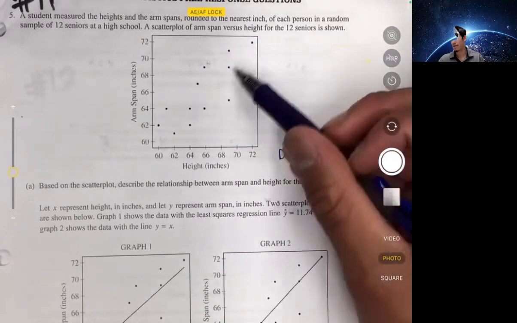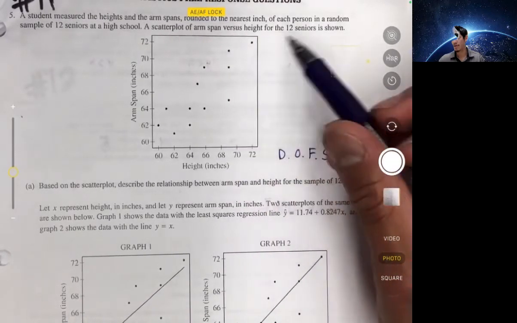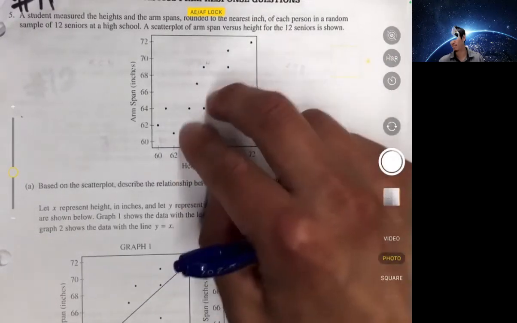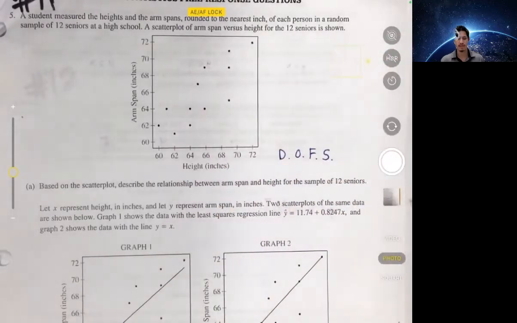There aren't really any obvious outliers, so we could say something like that. In the form, we could say it's reasonable for it to be roughly linear. In the strength, we would say probably something around medium, moderate, that sort of thing. And then make sure you explain it in context.